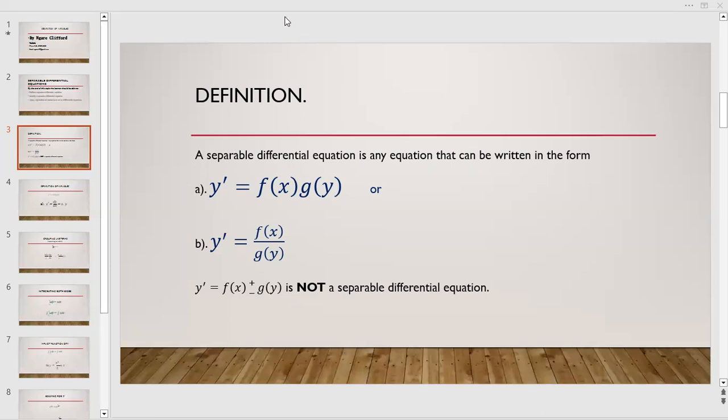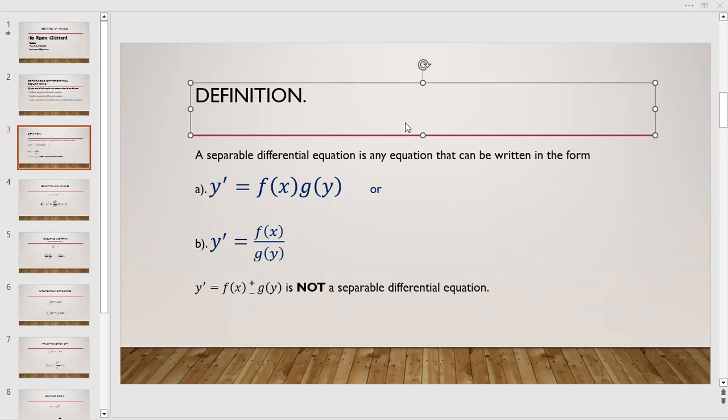Who else can give us an answer, a trial? Kennedy? I think from the definition, a function is only separable if it is either a multiplication of two functions or a division of the same. So if you add the two or subtract the two, it cannot be separable. Yeah, that is a better explanation.